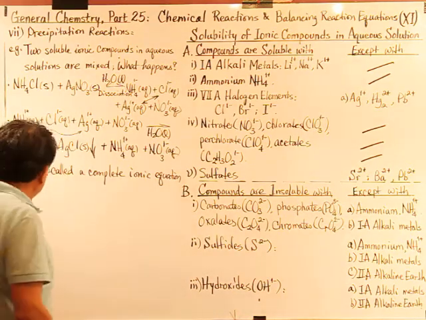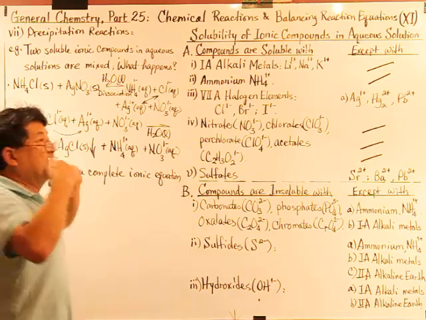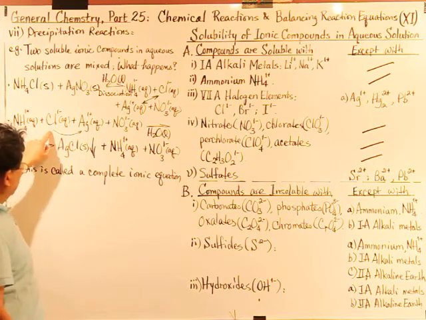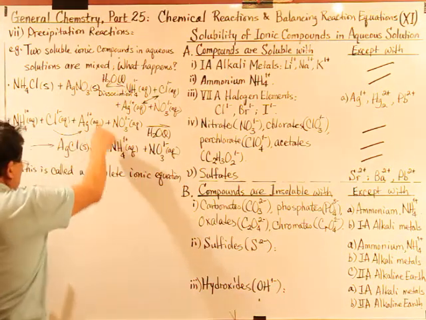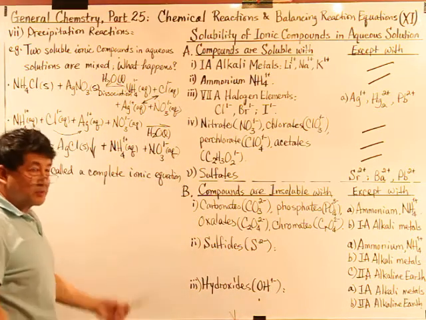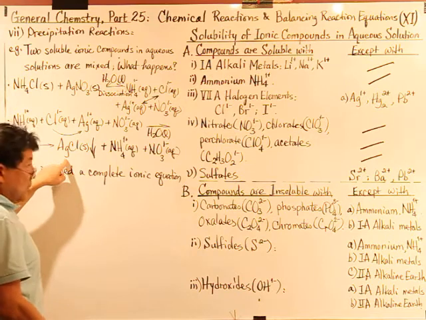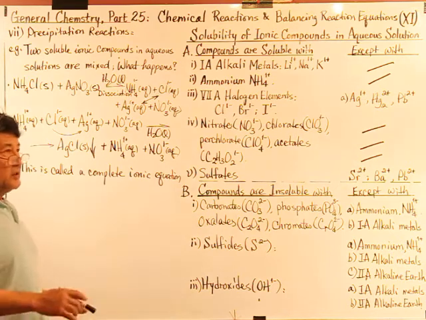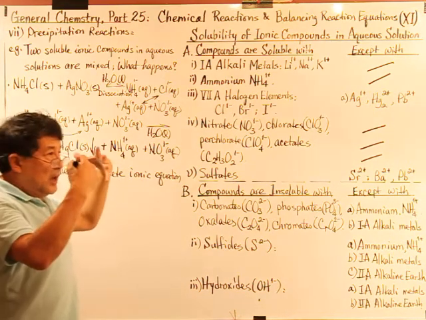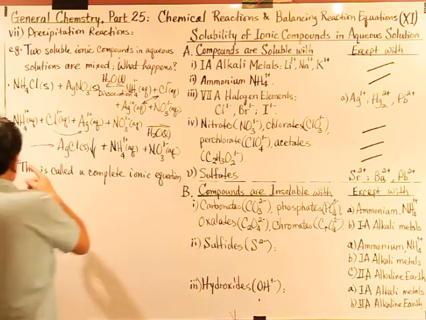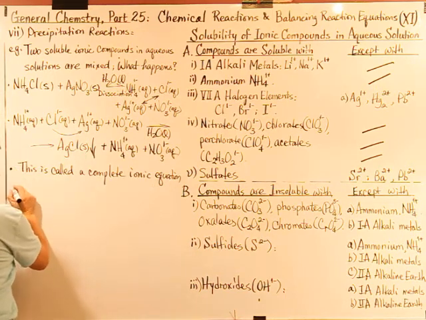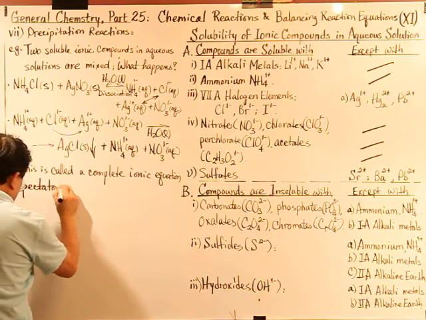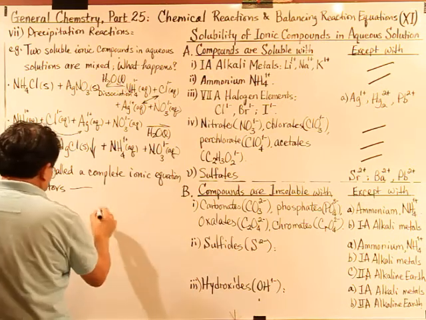What do we call them? Because they don't seem to participate in the real reaction. What's the real reaction? The chloride and the silver combine into a silver chloride precipitate. That's the real reactant. That's the real product. These two are identical on both sides. They don't seem to participate in the real reaction. So what do we call them? We call them spectators. The spectators.